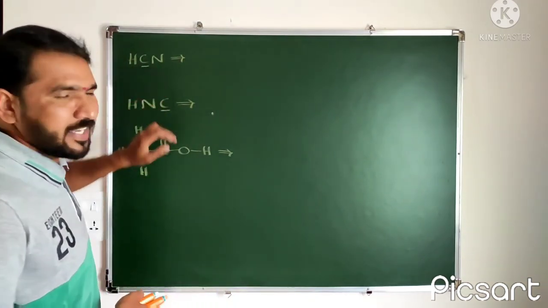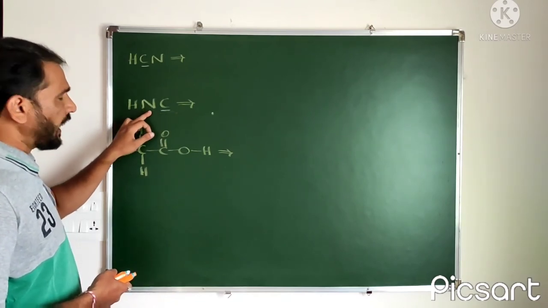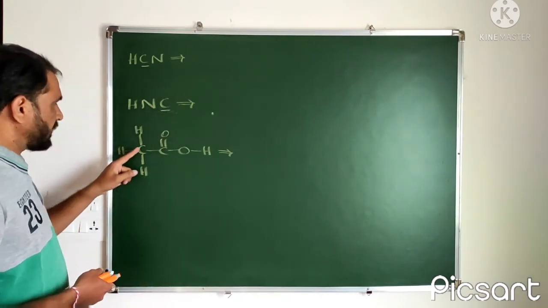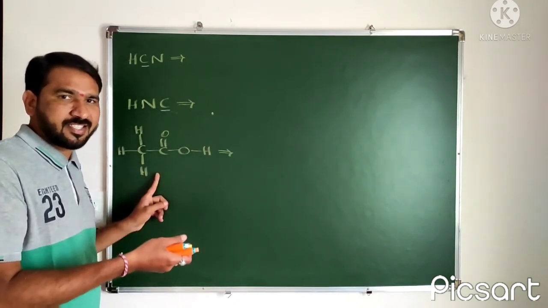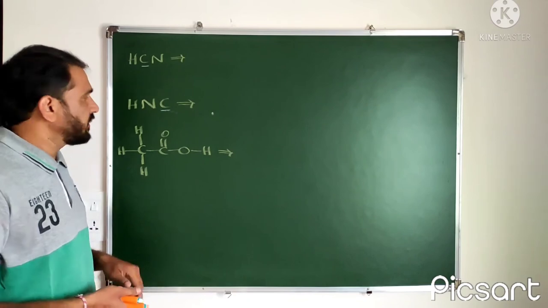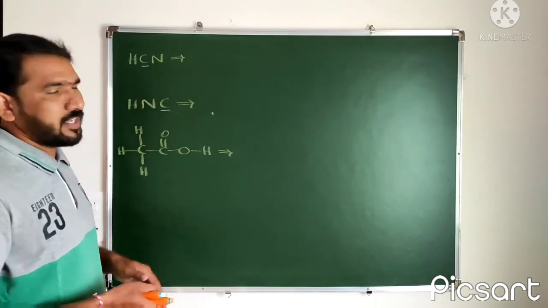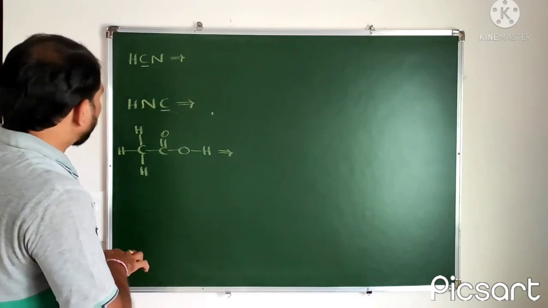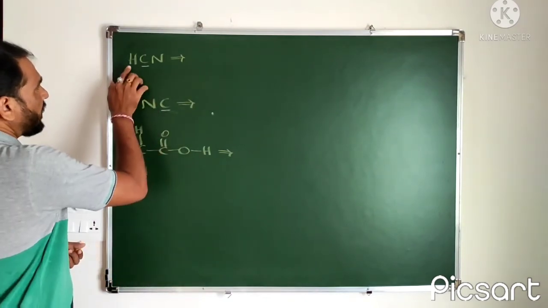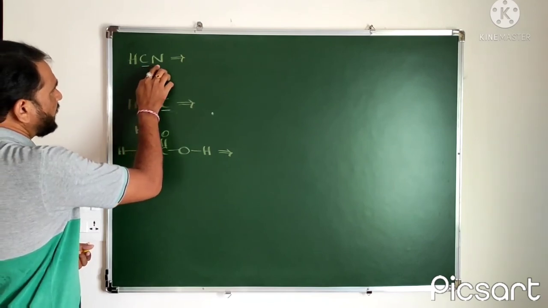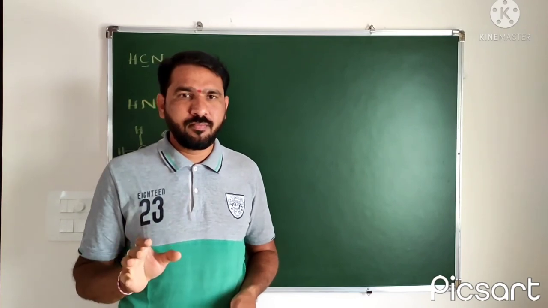HCN, hydrogen cyanide. HNC, hydrogen isocyanide. CH3COOH, ethanoic acid or acetic acid. So this is an organic compound. Let me discuss HCN first. Here the question asked is about the carbon oxidation state. Among hydrogen, carbon and nitrogen, which is the more electronegative atom?